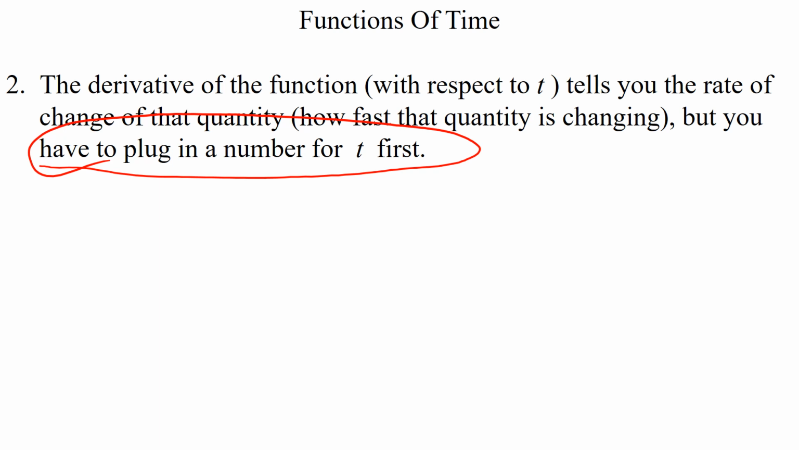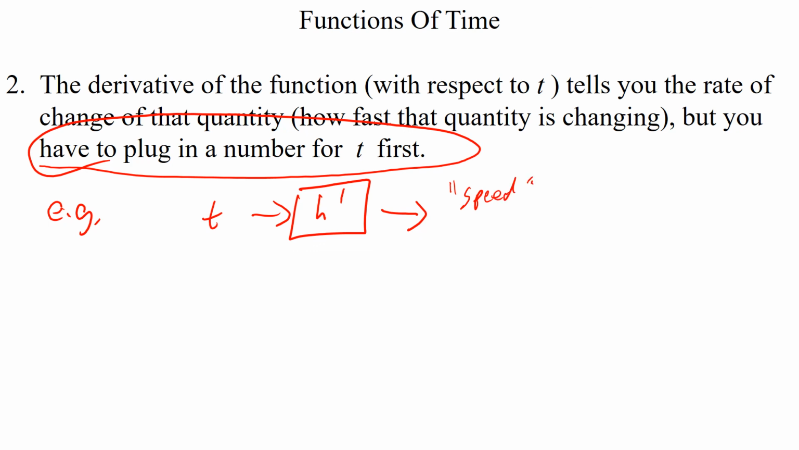So if we go back to the height one, if you take the derivative of the height, it's the rate of change of the height. How fast is the height increasing or decreasing? But you have to plug a number for t in first. If you plug a number for t in, then the output will tell you the speed of the top at that time, if we're talking about the palm tree example.